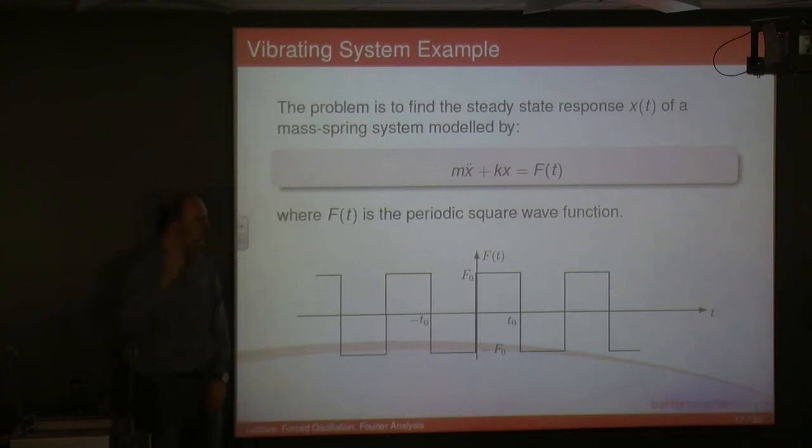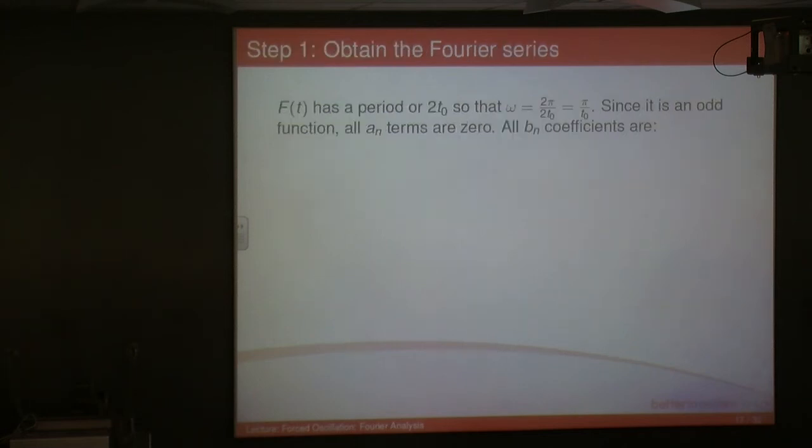Now, if you've got an even function, you have only cosine terms in the solution, so only an will have a value. If you've got an odd function, you only have bn terms. The an terms are 0.